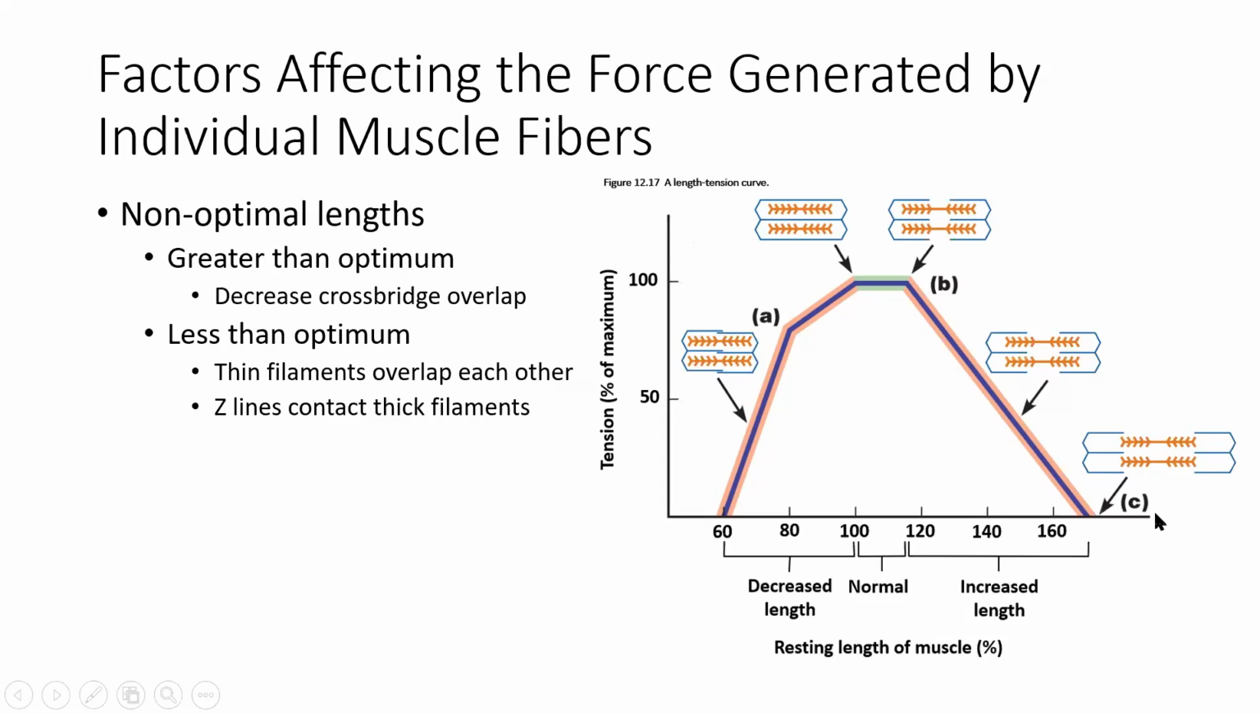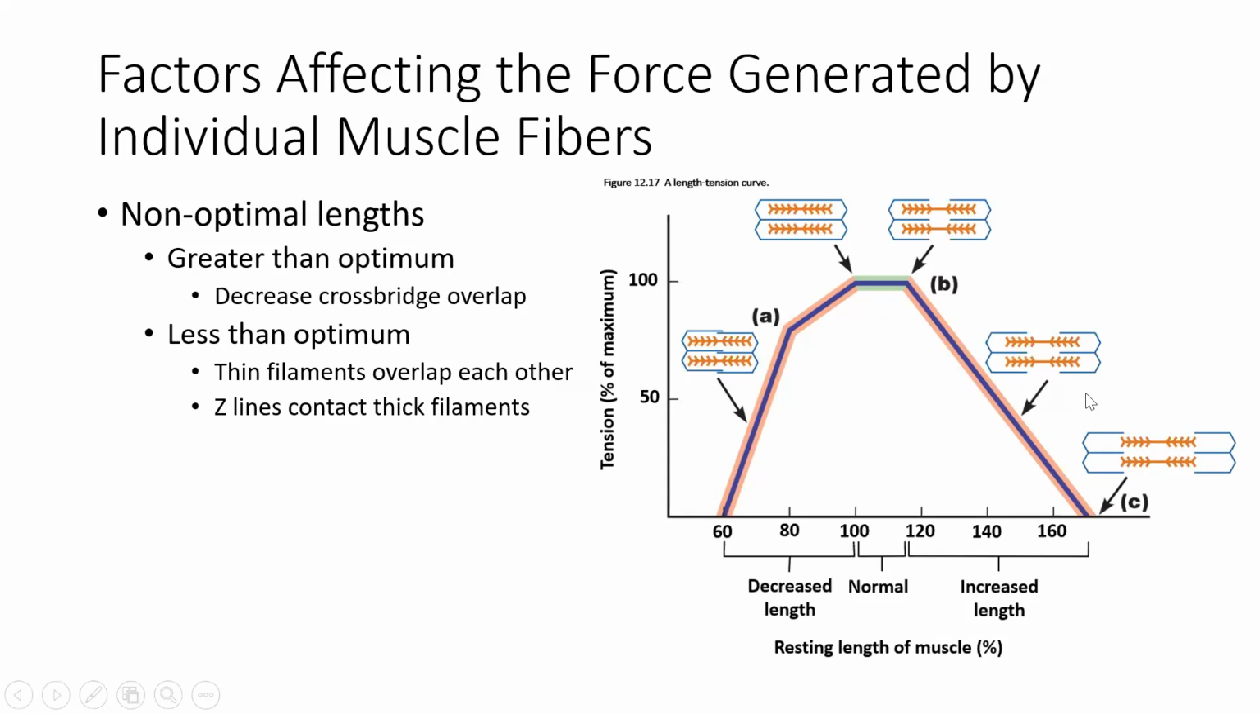And if we look at a muscle that is greater than its optimal length, right here out to the farthest end of the spectrum, we'll see that the sarcomere is really stretched out. And so when we start to shorten this sarcomere, the amount of actin and myosin interaction, or the amount of cross-bridge overlap that we're going to see, is going to be decreased because we're starting out with this really stretched out sarcomere. And so the amount of force we'll see is going to be less than the maximum force that that muscle can generate.